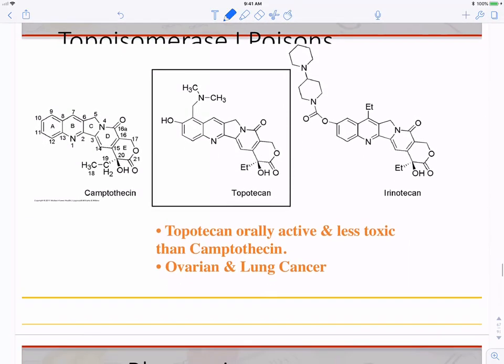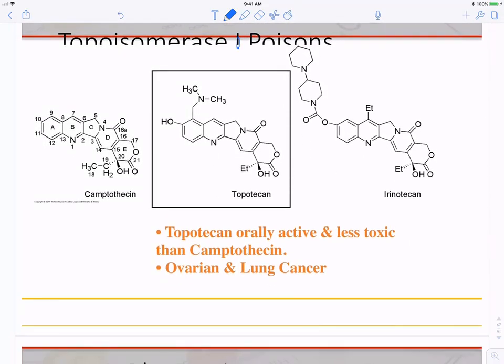DNA. We also have topoisomerase 1 poisons, and those are camptothecin, topotecan, and irinotecan, which work by a similar mechanism, but now they inhibit or poison topoisomerase 1 instead. And remember, topoisomerase 1 is involved in remodeling single-stranded DNA.